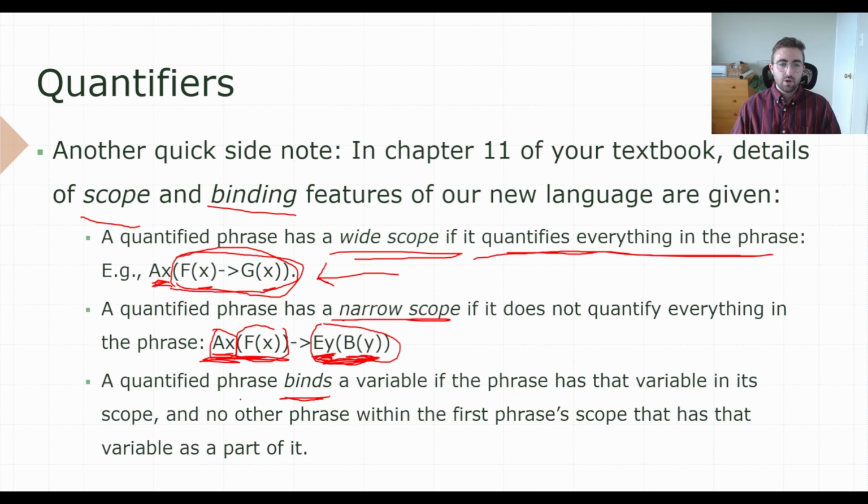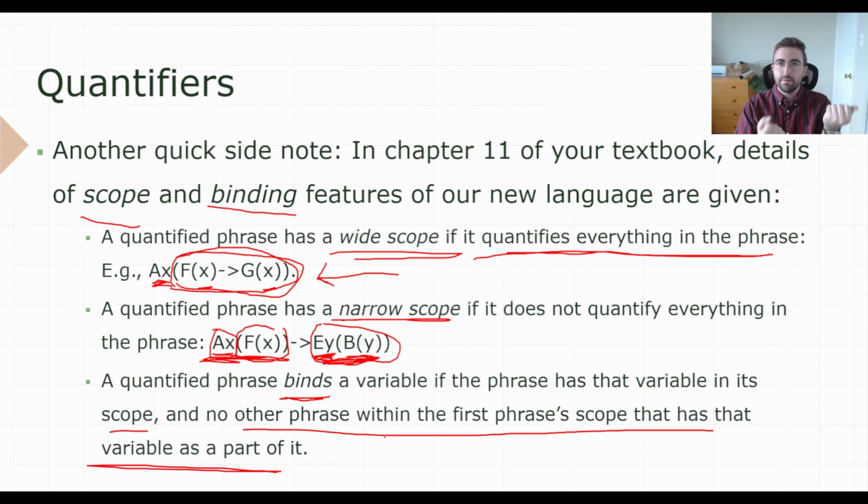Okay. So a quantified phrase binds a variable if the phrase has that variable in its scope and no other phrase within the first phrase's scope has that variable in it. So really, we're not going to focus on that too much. This is just a way to know which quantifier is modifying a variable, right?